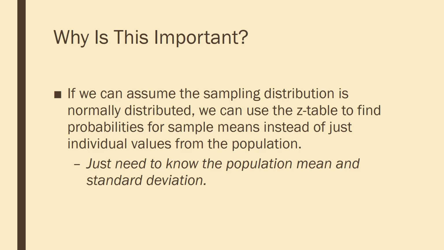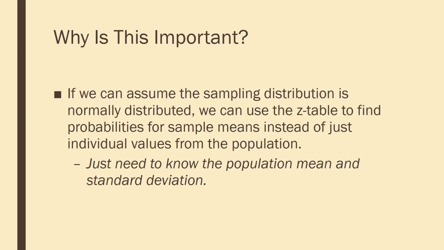So why is this important? Why do we care that it's normally distributed? Well, if the sampling distribution is normally distributed, we can use that Z table that we used in the last video. We can use a Z table because a Z table gives us probabilities for a normal distribution. Before, we were using it on individual values from the population, but we can also use it for the sampling distribution if we know it's normally distributed. So that's why it's important to us that we know that it's normally distributed.